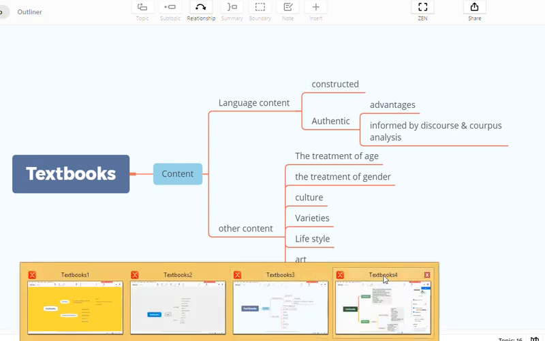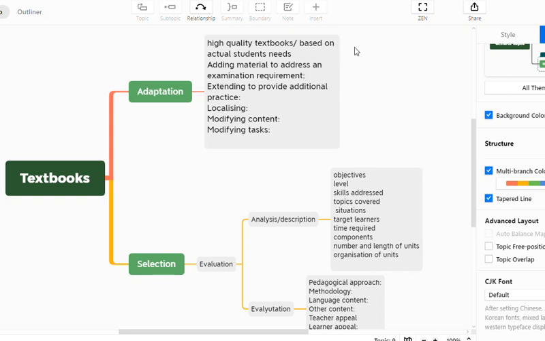Let's go to the next part. In this section, I am going to talk about material selection and material adaptation. One of the important points about textbooks is that the textbooks should be selected by the teachers or by the students if they are going to be used for self-study. These materials first should be evaluated.